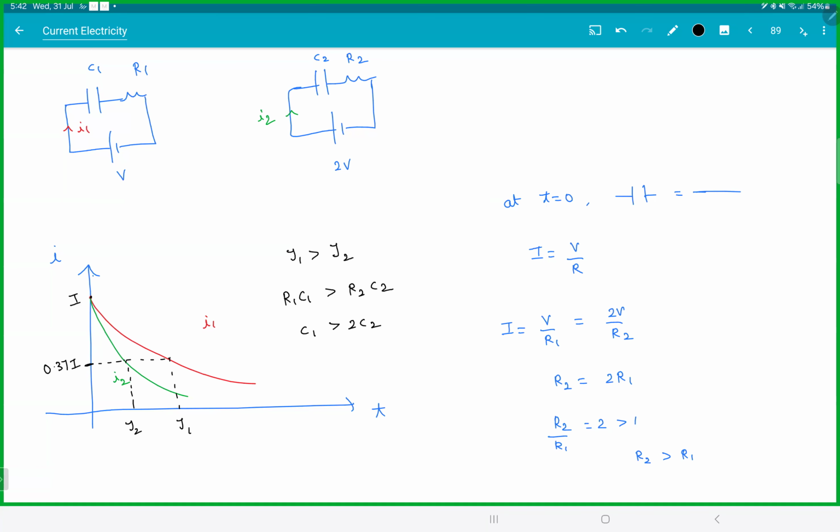If C1 is greater than 2 times C2, is there any guarantee C1 is greater than C2? Yes, obviously. Why should it not be? Let's say C1 by C2 is greater than 2. Let's say C2 is 1, so C1 by C2 is more than 2, which means it's obviously more than 1. Ishan is right. Clear?